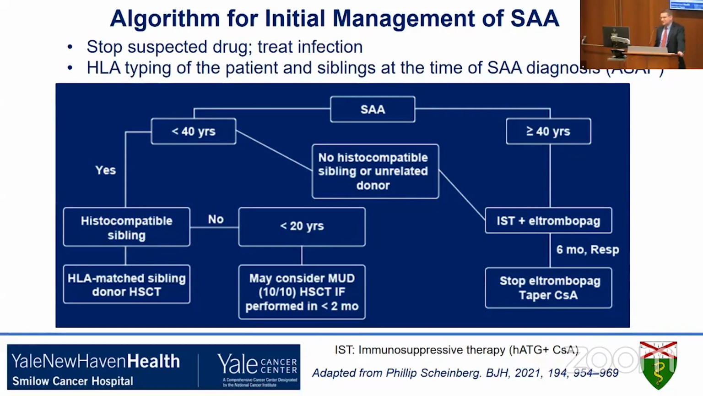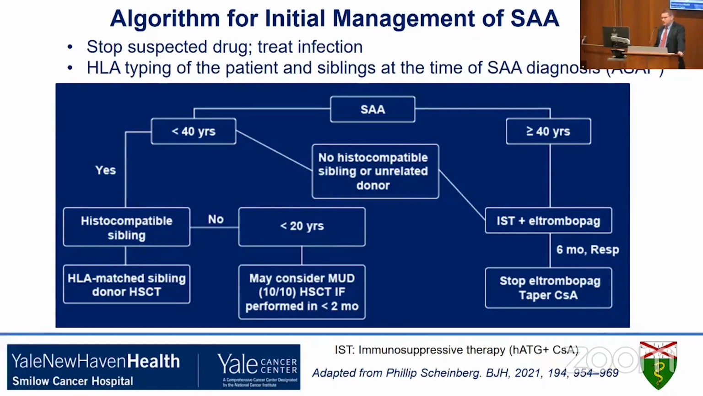So how do you do that? The approach is based on the patient's age and availability of an HLA matched sibling donor. In general, younger patients, less than 40, who have a sibling donor who is HLA matched to them, we can proceed to allogeneic stem cell transplant. My task is not to talk about this. You will hear the talk about this later.